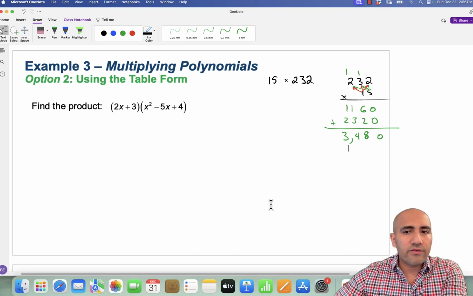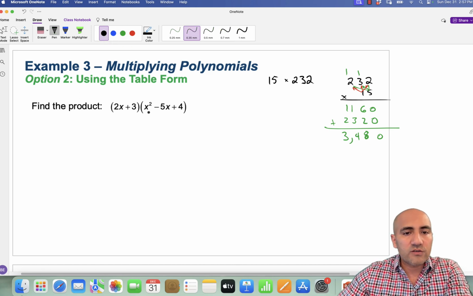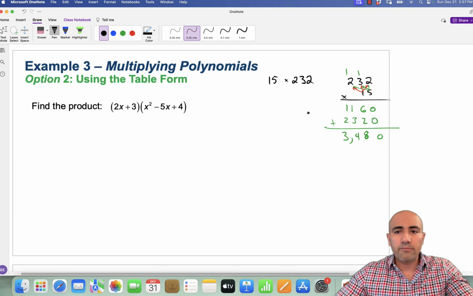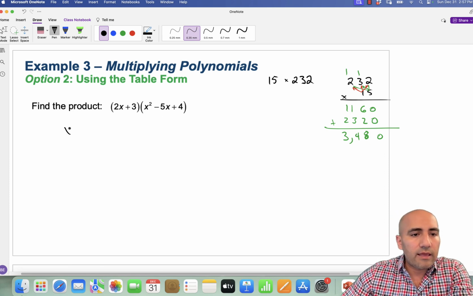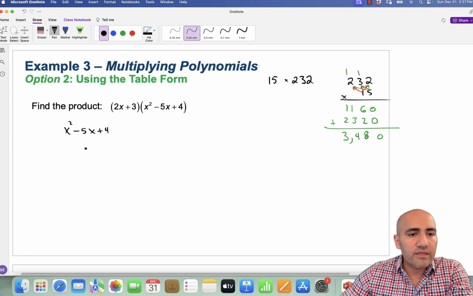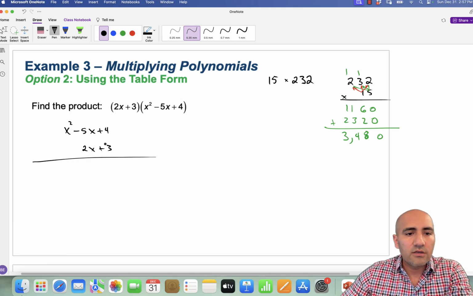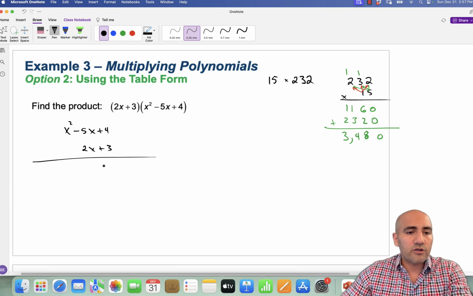Okay, so we're going to follow the same sort of process when we're multiplying polynomials this way. So I'm going to grab the largest polynomial and put it on top. So that'll be the x squared minus 5x plus 4, and put the other one underneath it. So that would be this 2x plus 3, kind of like that. And again, it's multiplication. So I'm going to take turns multiplying the 3 times each of those terms. So 3 times 4 is a 12. 3 times negative 5x, don't forget about the signs, makes it negative 15x. And then plus 3x squared.